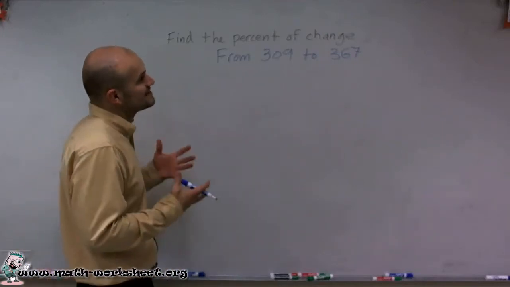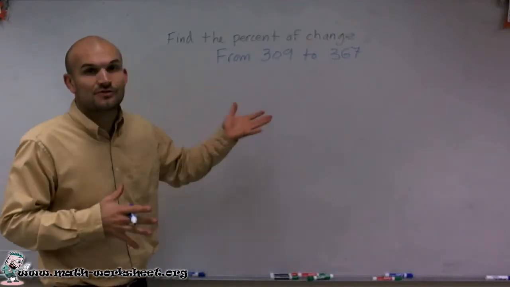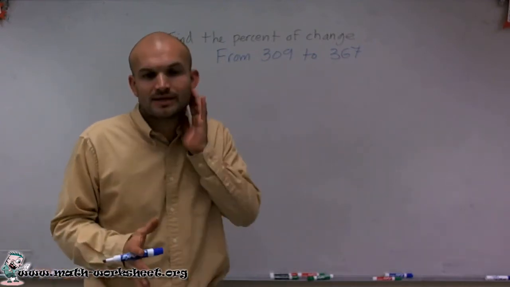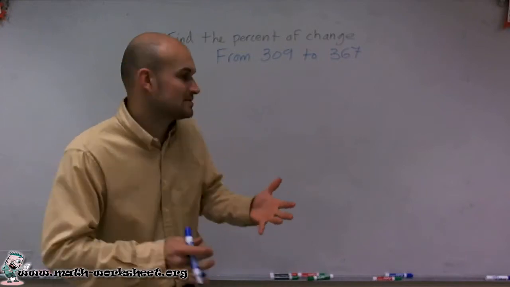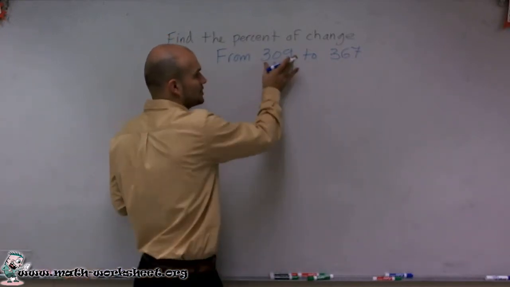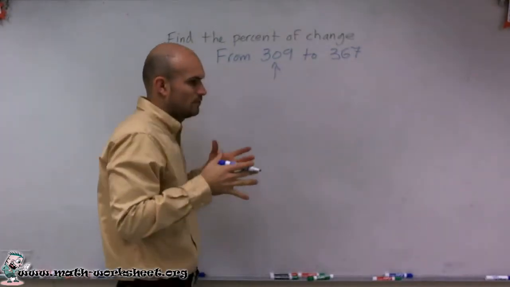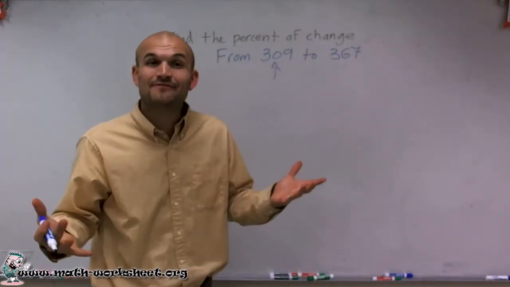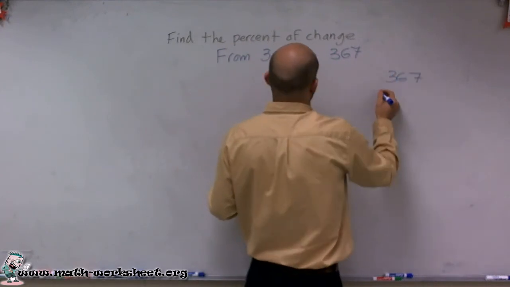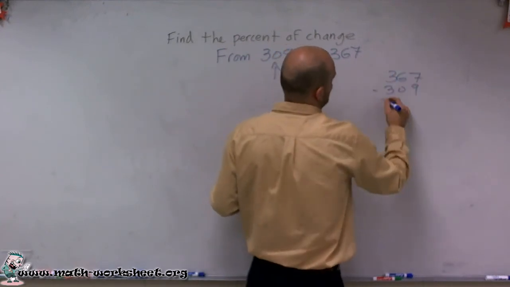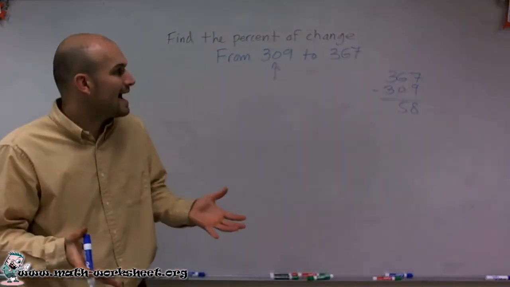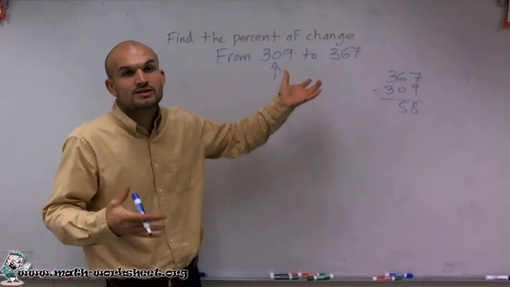I have to find the percent of change from 309 to 367. So what we need to do to find the percent of change is look at our initial amount, and our initial amount is going to be 309. To go from 309 to 367, the change is going to be the difference of the two, right? So I can find the difference by just subtracting my two values. That means the change from my initial units is 58.